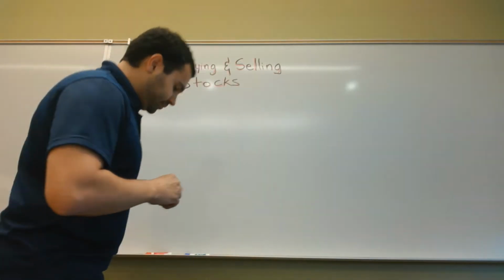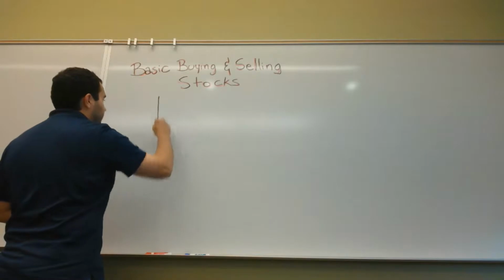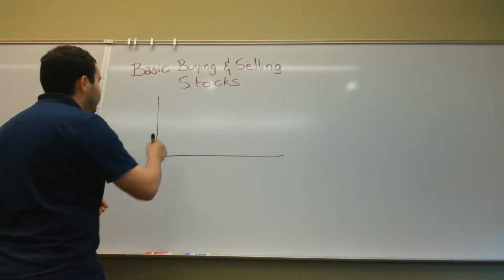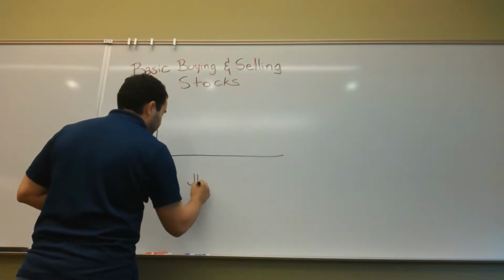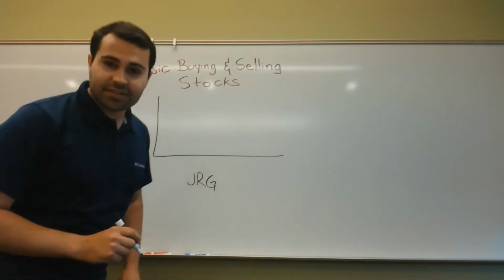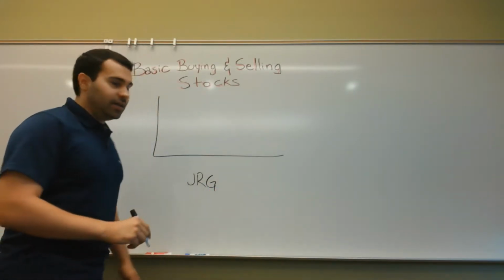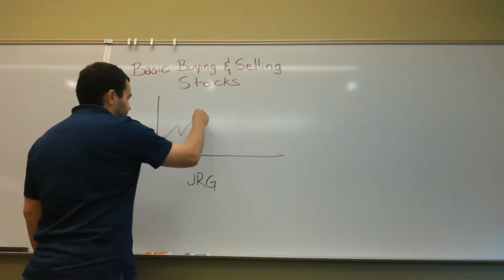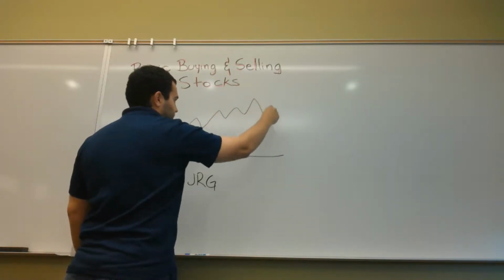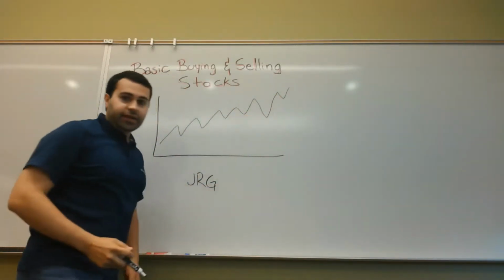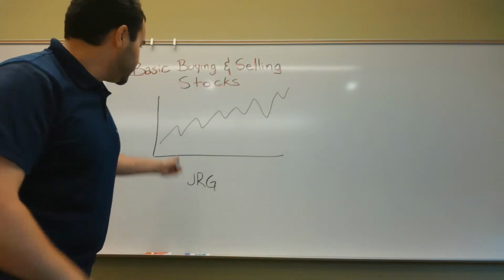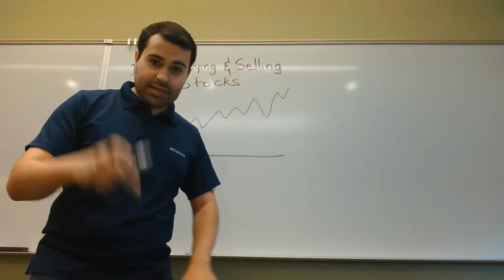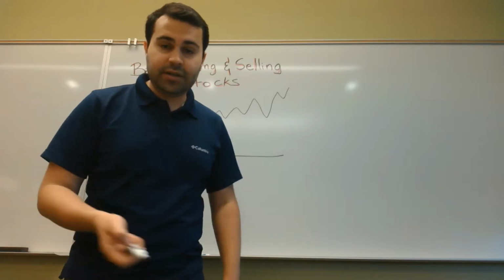So I'm going to show you a line graph of a hypothetical stock. We're going to call this JRG. I don't think that's a real ticker symbol, that's just my initials. This is what this stock looks like, right? There's a trend line right there. That's going to represent the price of a stock, okay? And you've probably heard you want to buy low, sell high, so that way you can increase your profitability.